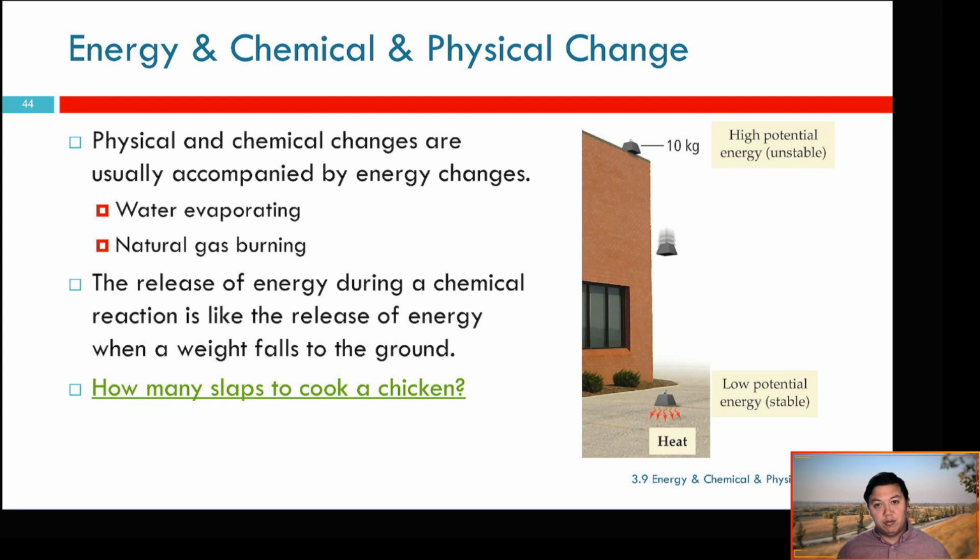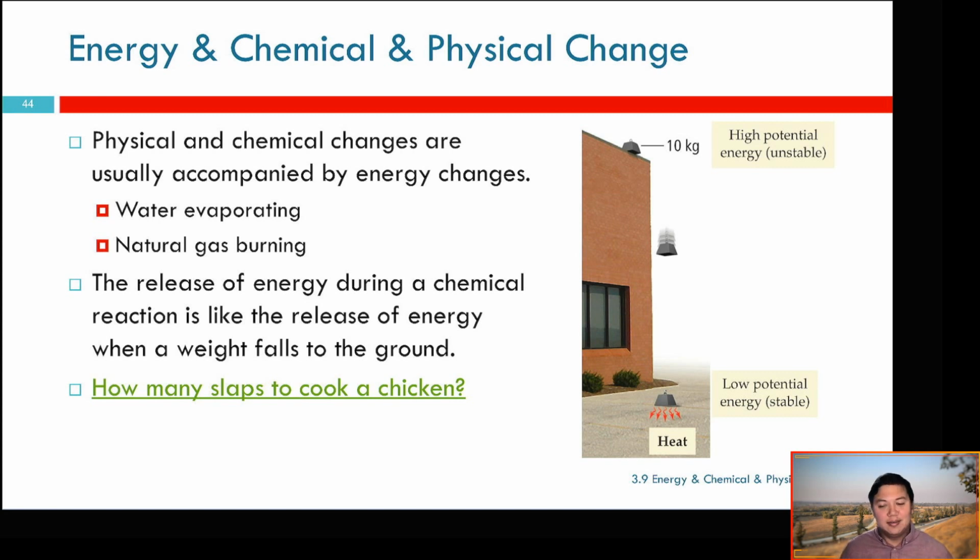So disc brakes were invented as a way to dissipate that heat from braking more quickly. There was also somebody who did a lot of math. I'll post these. I think this link will work, or you can look it up. Somebody calculated how many times you would have to slap a chicken to cook it.